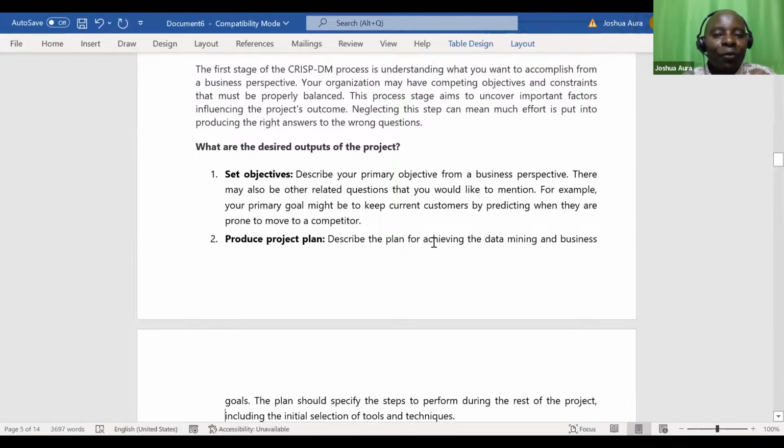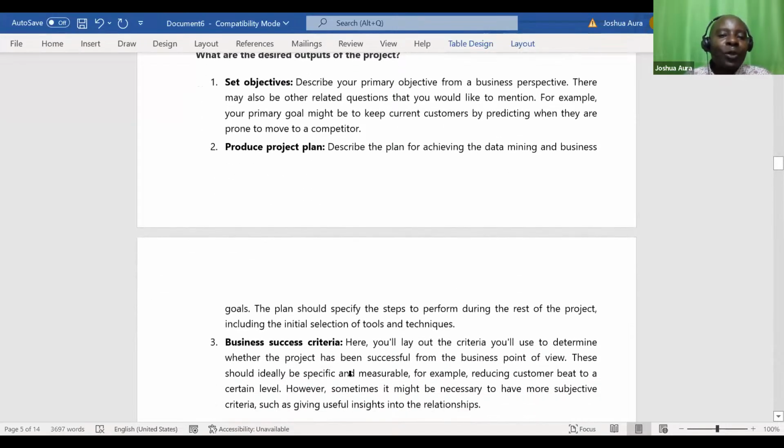Describe the plan for achieving the data mining and the business goals. The plan should specify the steps to perform during the rest of the project, including the initial selection of tools and techniques. Business success criteria. And the business success criteria, ladies and gentlemen, of course, I'll be defining my milestones. At what point do I say, have I succeeded?